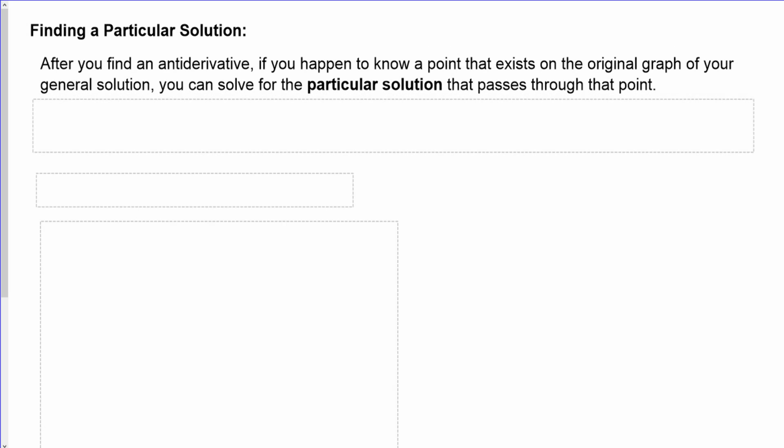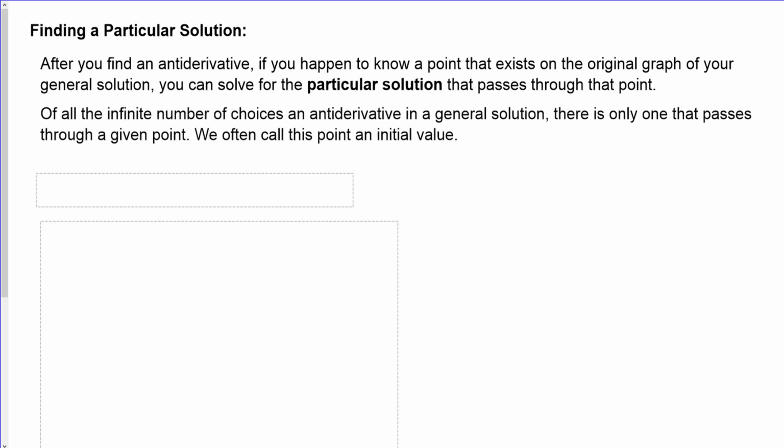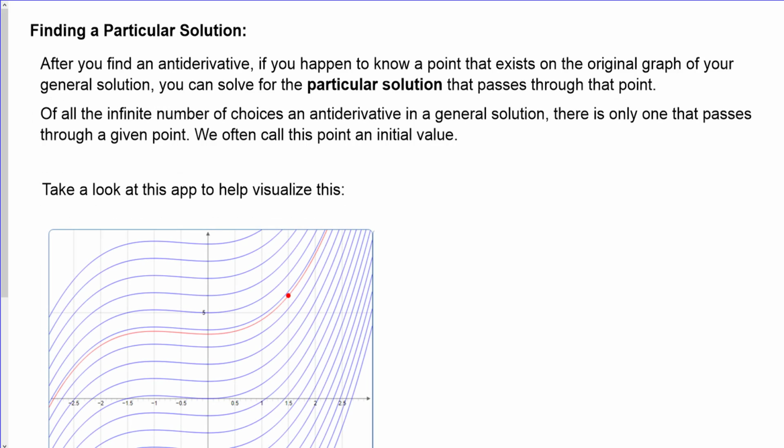Now, if you happen to know an original point that existed on the curve of the original function, you can find the one antiderivative of all of those possibilities that passes through that point, and that will give you a particular solution to the problem. So in order to find a particular solution, you have to know the point that exists on the original graph, and you can solve for it. And I'll show you how that's done, but let's pull up an app to help visualize this.